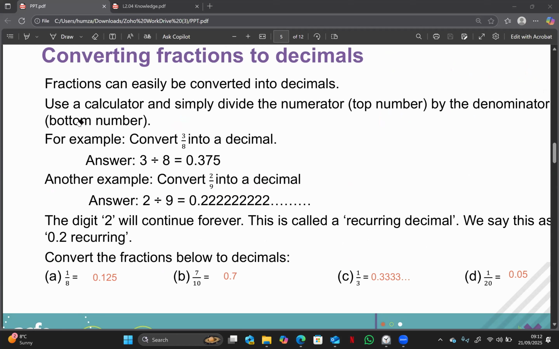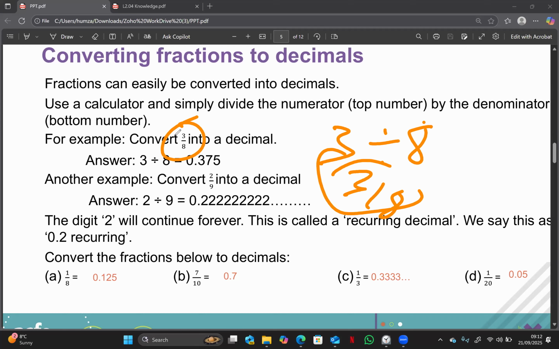For example, 3 over 8, divide 3 by 8. In division, I don't know if you've seen before, the normal division symbol is this, isn't it? Yes. But you can also write division like this. Have you ever seen that? Yes. So clearly it's the same notation as that. It just means divide the top number by the bottom number. For example, convert 2 over 9 into a decimal. All you do is divide 2 by 9. So remember to divide the top number by the bottom number.